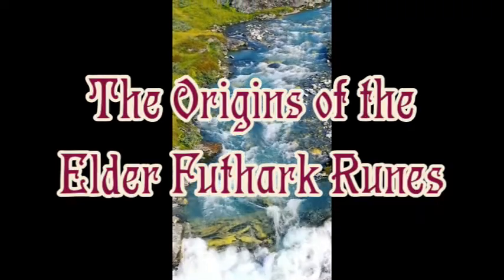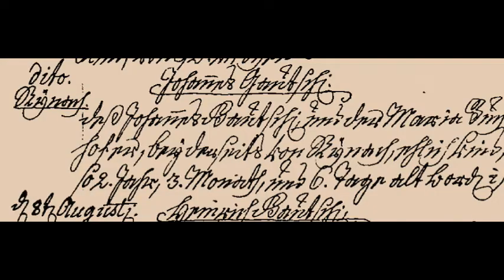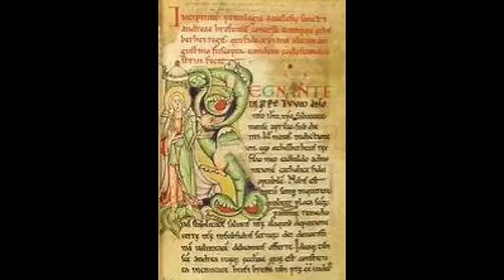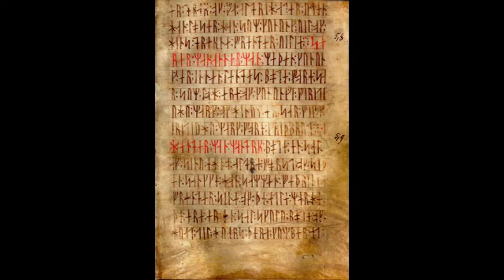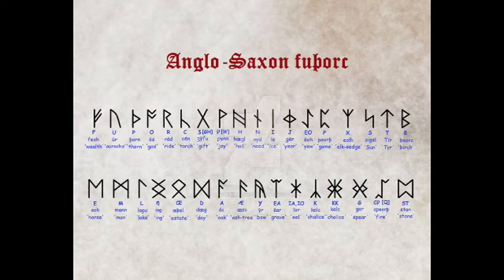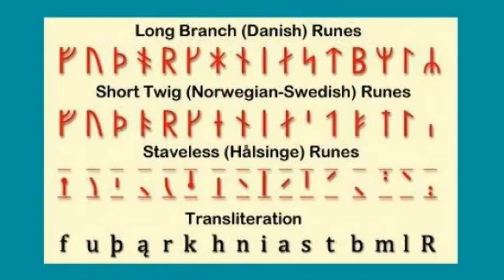Origins of the Elder Futhark runes. There are at least three main varieties of the runic script: early or common Germanic, Teutonic, which was used in Northern Europe before about 800 AD, Anglo-Saxon or Anglian, used in Britain from the 5th or 6th century to about the 12th century AD, and Nordic or Scandinavian, used from the 8th century to about the 12th or 13th century.